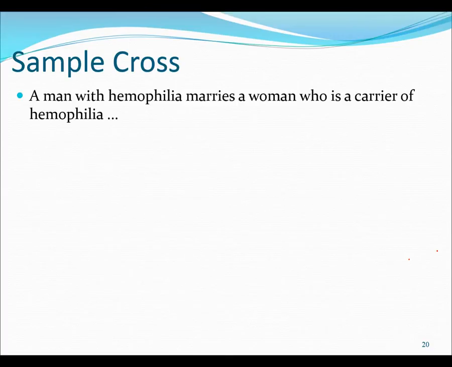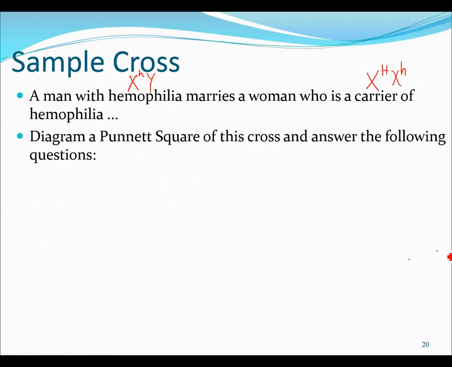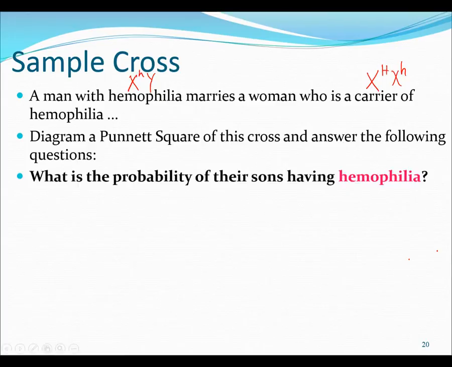So it says a man with hemophilia, this tells us that he has to be, said he marries a woman who's a carrier, so that tells us that she has to be, so we got those two. You always want to figure out who your parents are. It says, what is the probability of their sons having hemophilia?